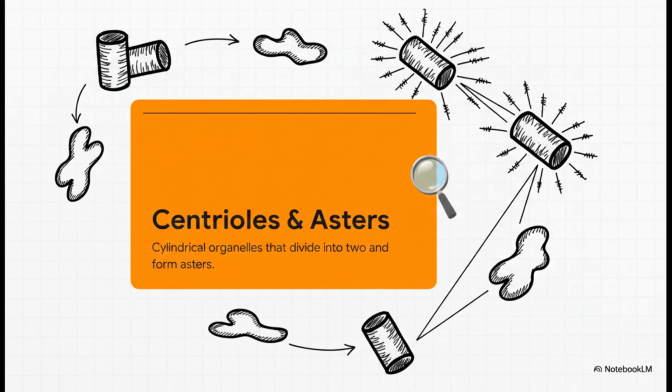To really understand prophase, you need to meet your on-site managers, the centrioles. These are cylindrical organelles that divide and move apart, forming what we call asters. Now, why do we care about asters? Because they're basically the cranes and rigging that will help organize all of our building materials later on. They're the stagehands moving all the heavy equipment into place.